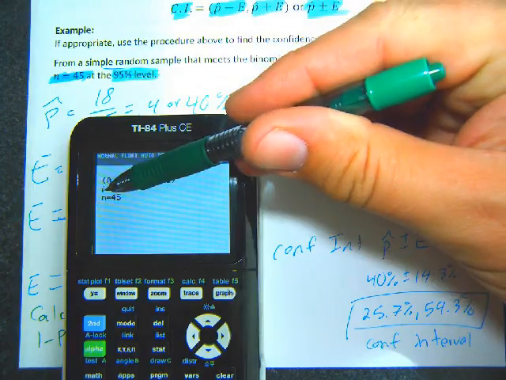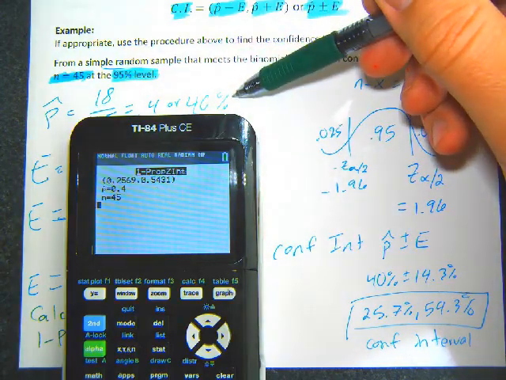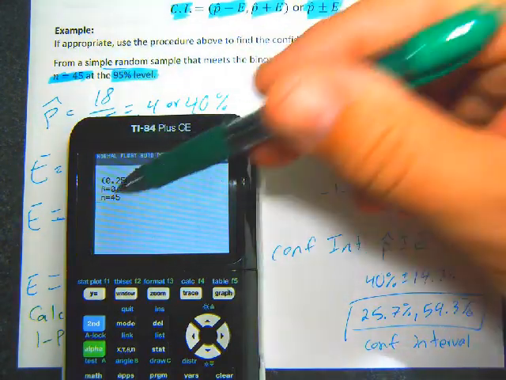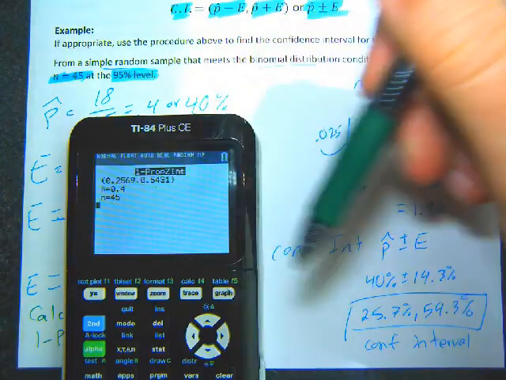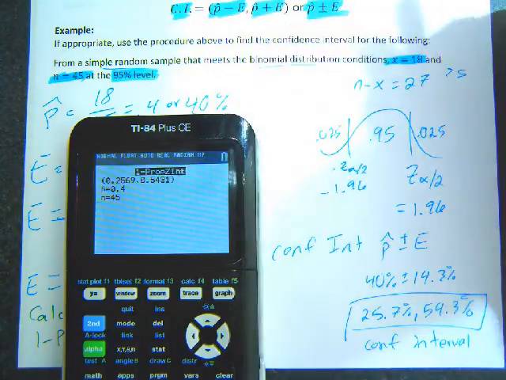It also gives us p hat. So there's that p hat that we just figured out by ourselves. It does it for you. It gives you n, 45, which we gave it. That gives you that information. Notice it does not give you the margin of error.